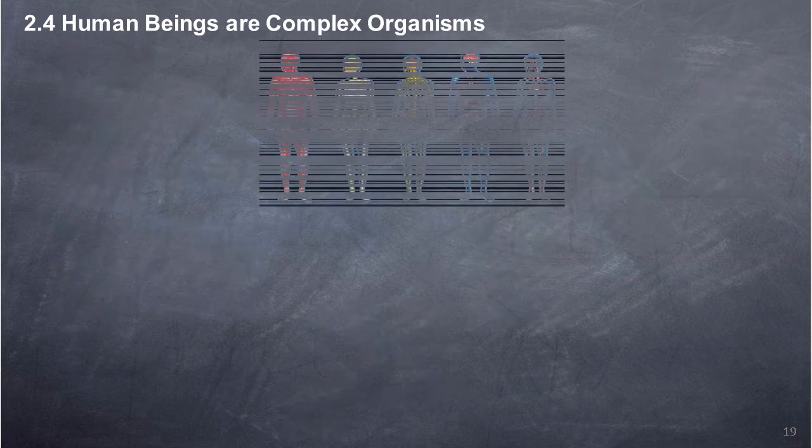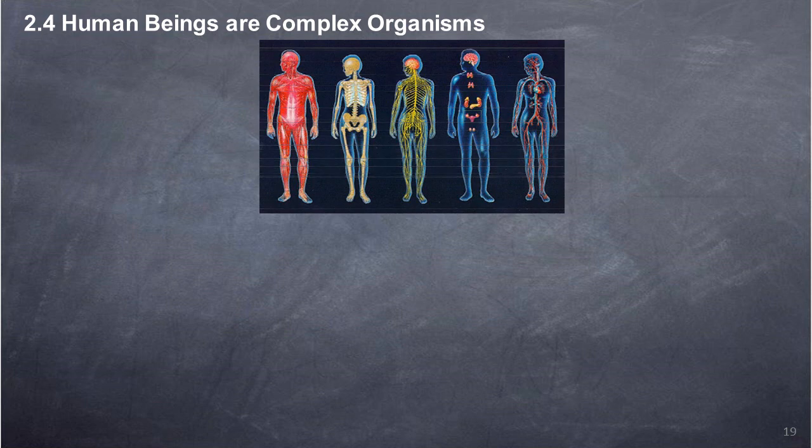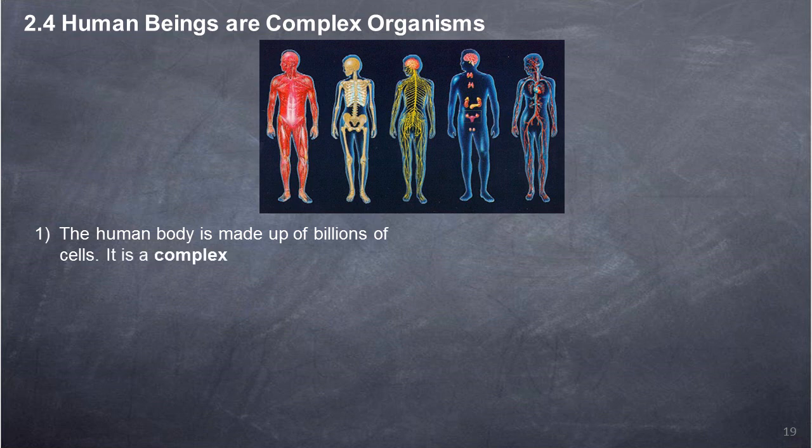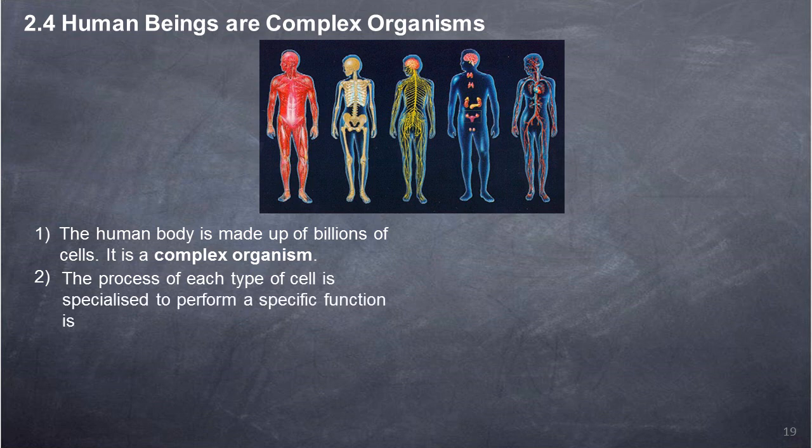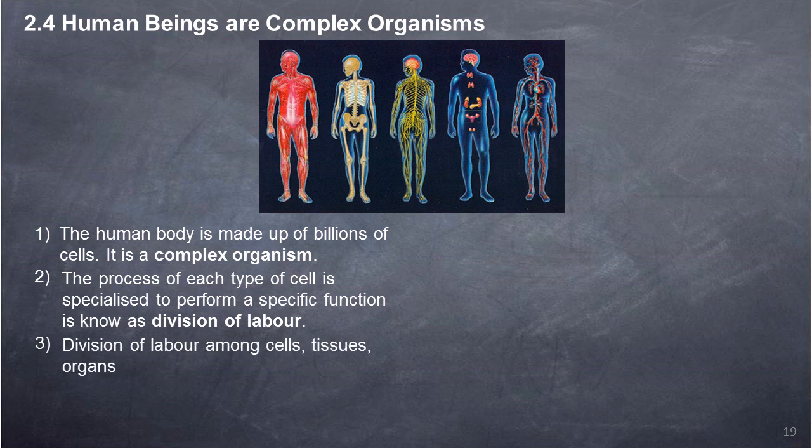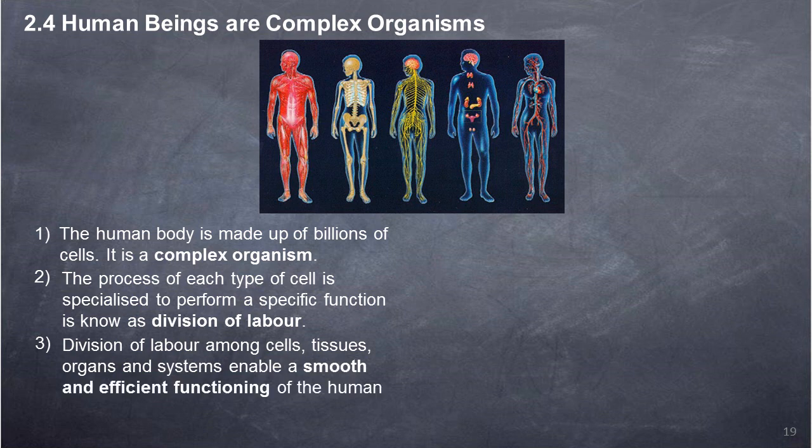2.4. Human beings are complex organisms. One, the human body is made up of billions of cells. It is a complex organism. Two, the process by which each type of cell is specialized to perform a specific function is known as division of labor. Three, division of labor among cells, tissues, organs and systems enables a smooth and efficient functioning of the human body. Four, the human body is made up of many systems.